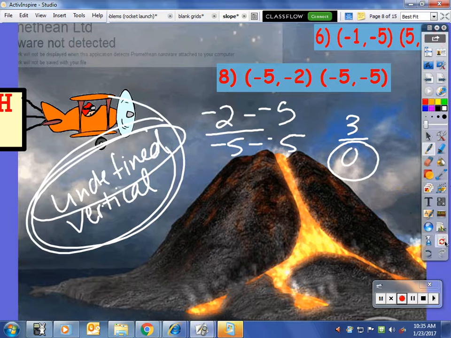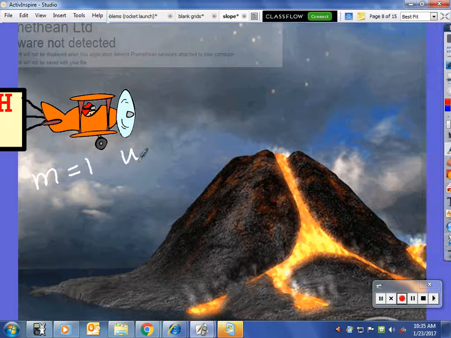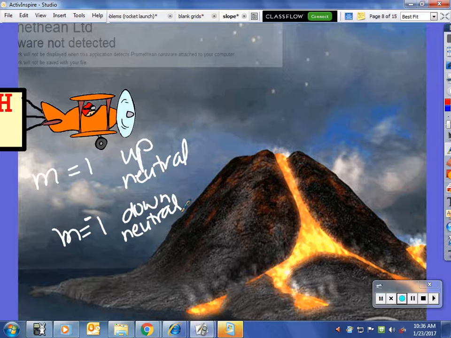Now, again, what if the slope was 1? What would you tell me? Up and neutral. What if the slope is negative 1? What would you tell me? Down and neutral. Remember, steep or flat compares itself back to 1. So keep that in mind.